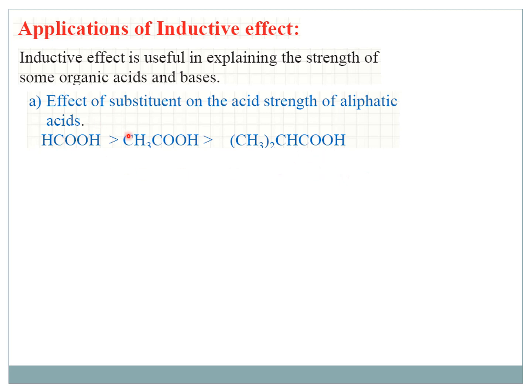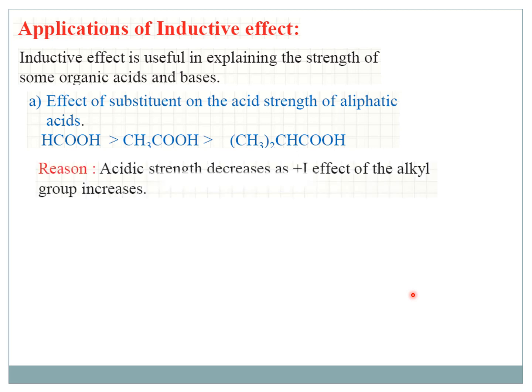Why? Because with an increase in the number of plus I groups, acidity decreases. In ethanoic acid, there is 1 plus I group. In propanoic acid, there are 2 plus I groups, but in formic acid, there is no plus I group. Therefore, formic acid is a stronger acid than the other 2 acids. So with an increase in the number of plus I groups, acidity decreases.